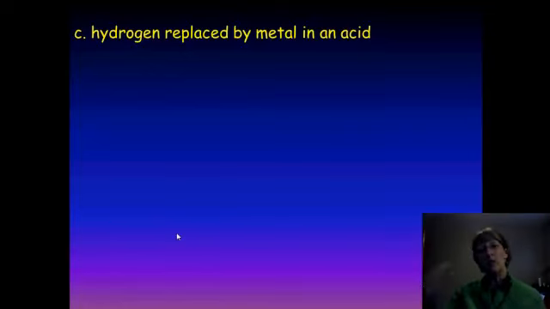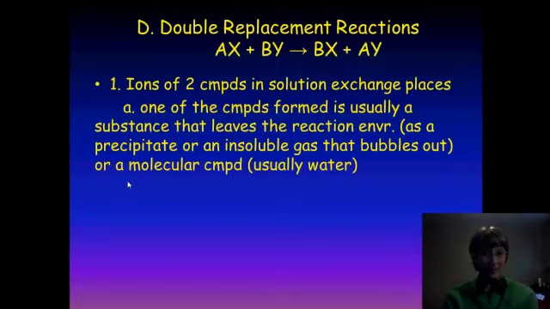One of the compounds formed is usually a substance that leaves the reaction environment. It either is going to bubble out as a gas, or it's going to form a precipitate and be that solid sludge that goes down to the bottom. Or maybe it even forms water. But you have some type of substance that's going to leave the reaction environment.